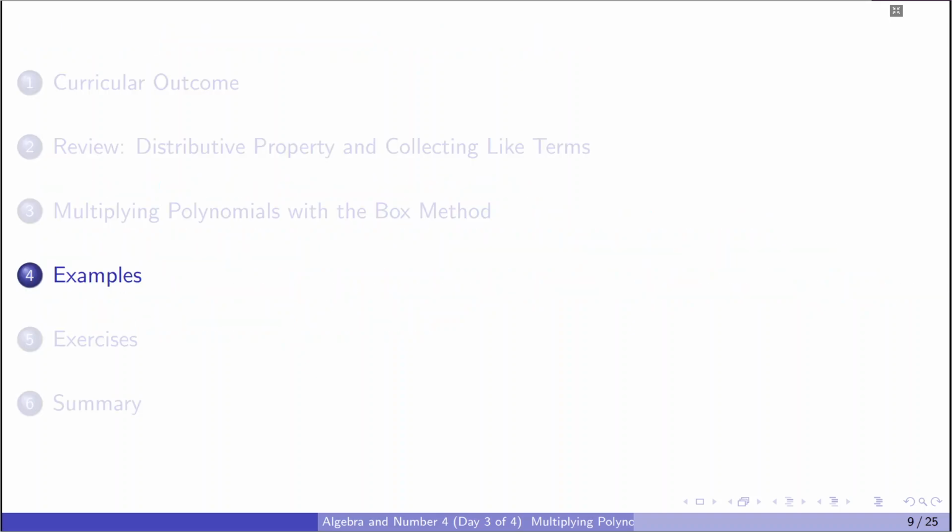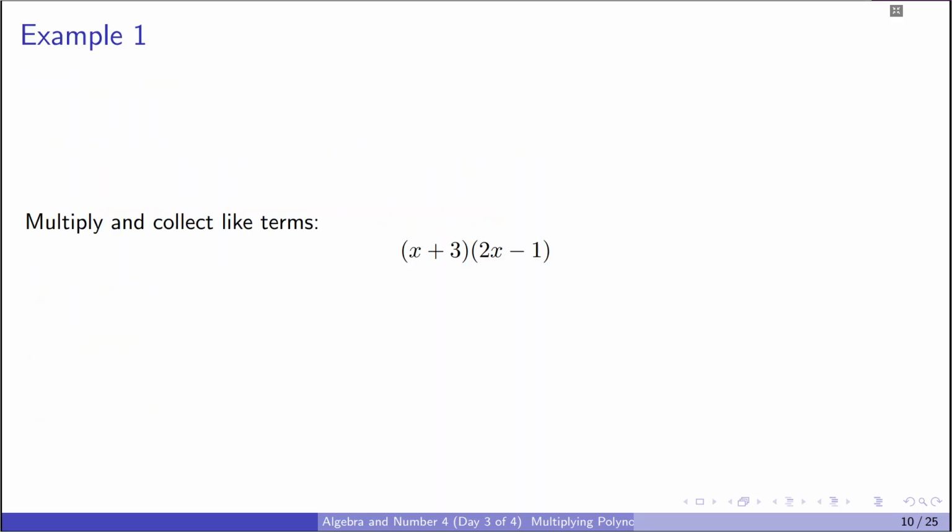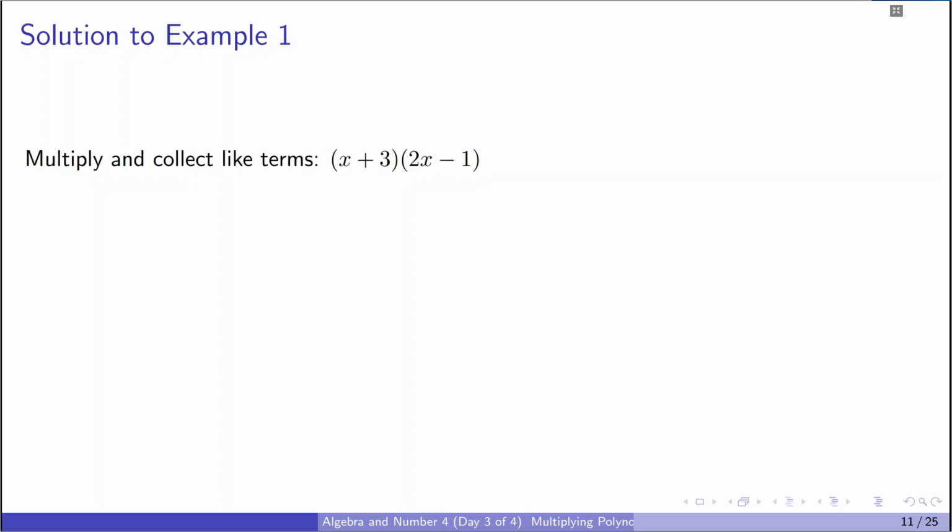So let's do some concrete examples with this method. Let's multiply and collect like terms when we have this binomial times another binomial. So that means we're going to need 2 terms across the top, 2 on the left. The top left box here is just a placeholder. Let's put x plus 3 on the top. Put an x and a 3 at the top of the last 2 columns. On the left, 2x and negative 1. So each term gets its own box.